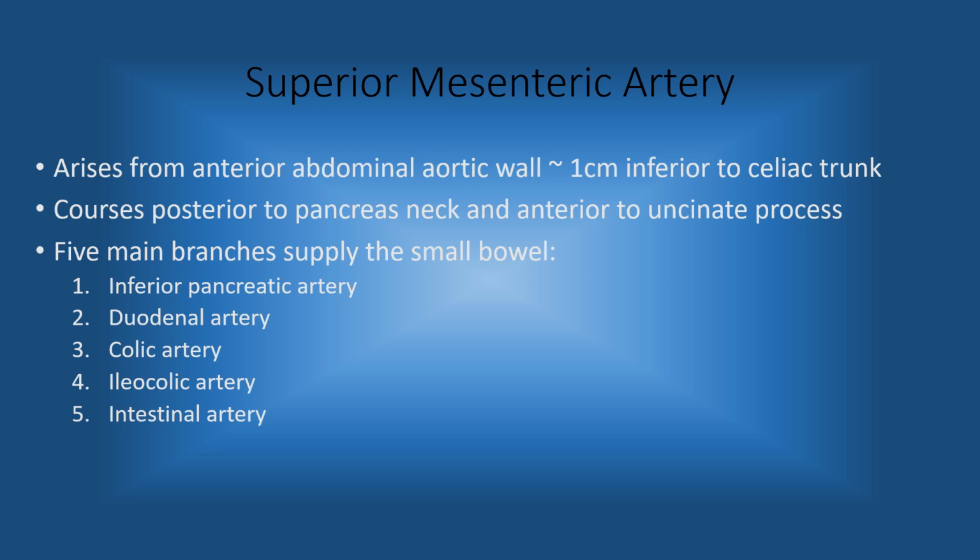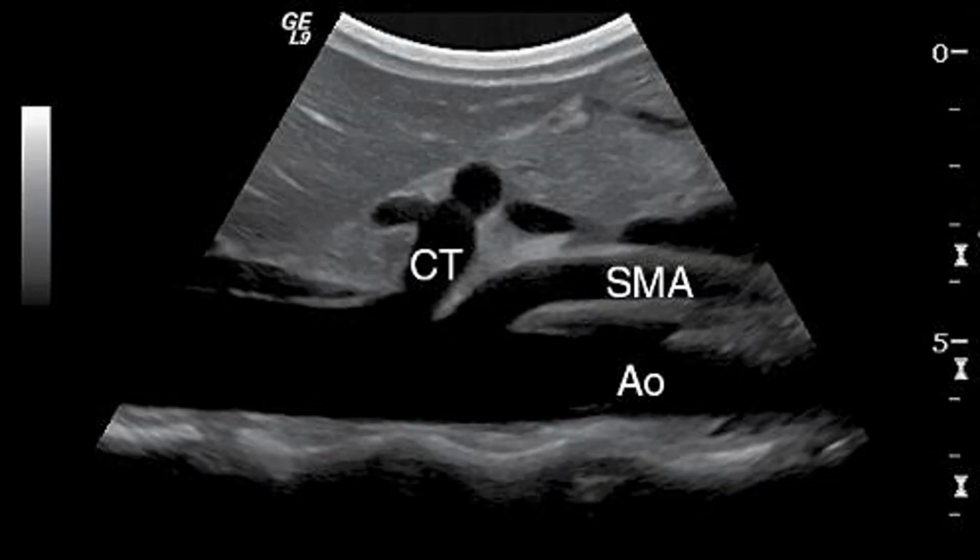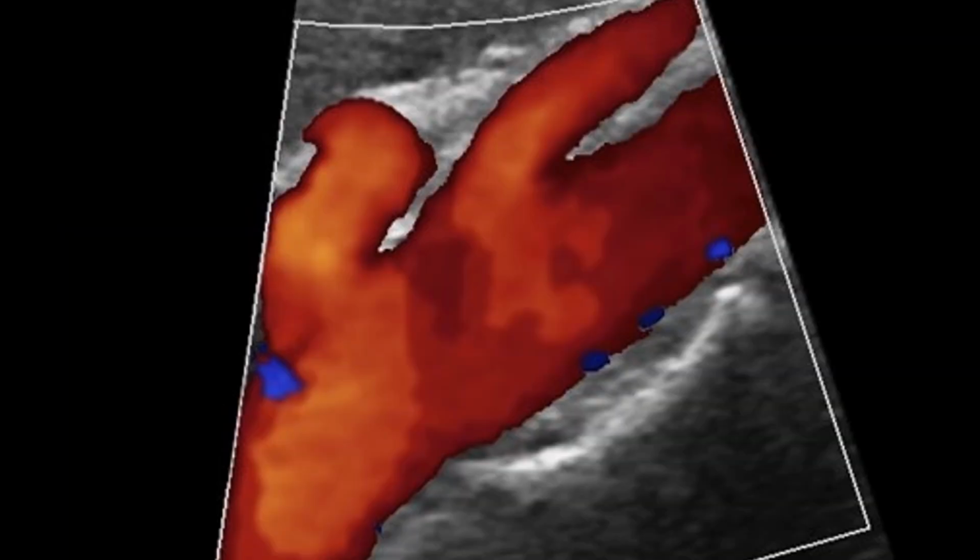All right. So your 5 main branches of the superior mesenteric artery are going to be the inferior pancreatic artery, the duodenal artery, the colic artery, the ileocolic artery, and the intestinal artery. Okay, there's that picture again. You can see that celiac trunk, and then you can see the SMA coming off of that aorta just slightly inferior to it. All right, and with color Doppler, it's going to look like this. Again, we've got that aorta, celiac trunk, superior mesenteric artery.